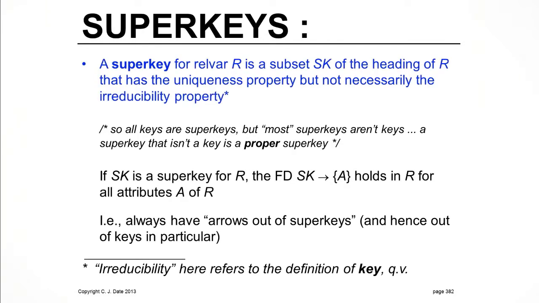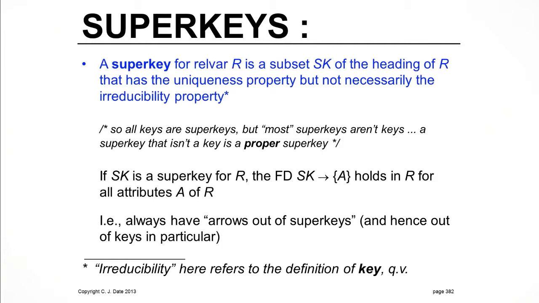What's a superkey? Loosely, it's a superset of a key. So, for example, the key here is supply number and part number, but supply number, part number, and city is a superkey. So a superkey for relvar R is a subset, let's call it SK, of the heading of R that has the uniqueness property, but doesn't necessarily have the key irreducibility property. Which means all keys are superkeys, but most superkeys are not keys. And a superkey that is not a key is sometimes said to be a proper superkey.